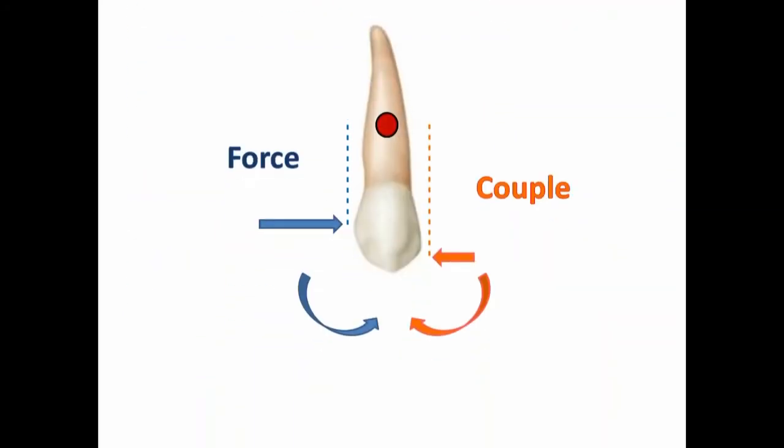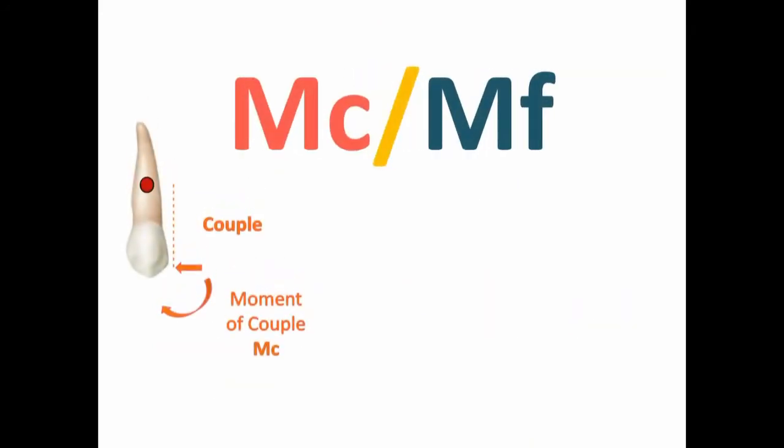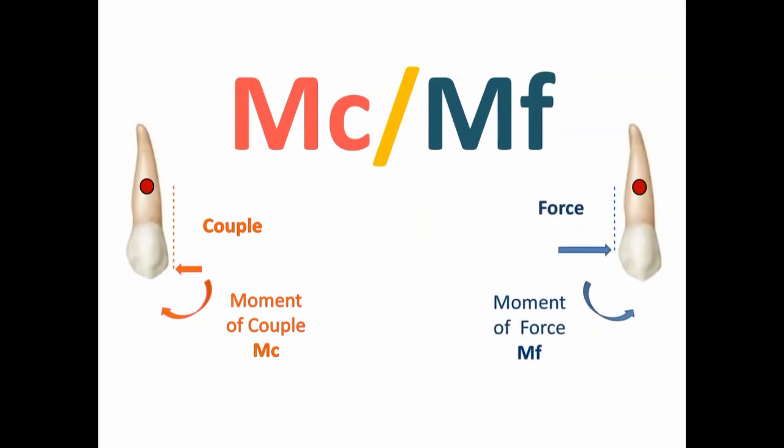The rotational tendency due to force applied is called moment of force, and rotational tendency due to couple is called moment of couple. It's the ratio of moment of couple to moment of force which determines the rotational movement of the tooth. Now I'm going to talk about different ratios of moment of couple to moment of force.